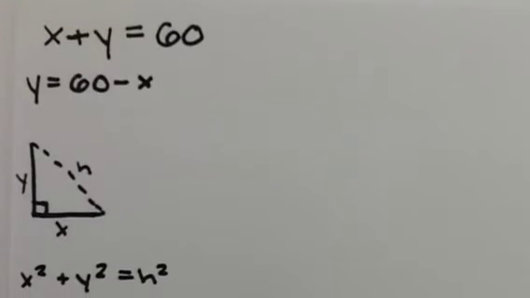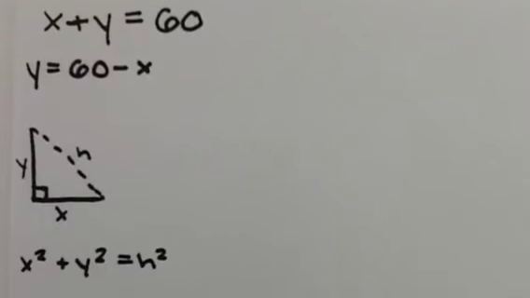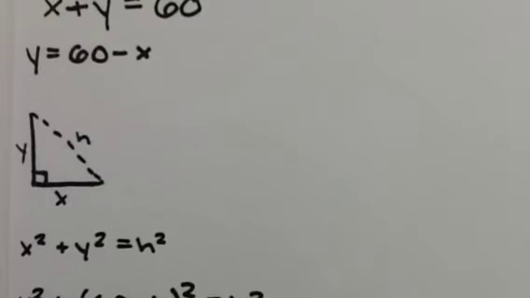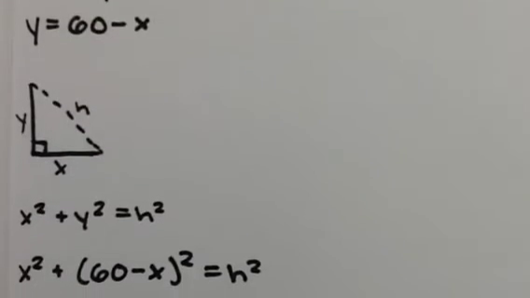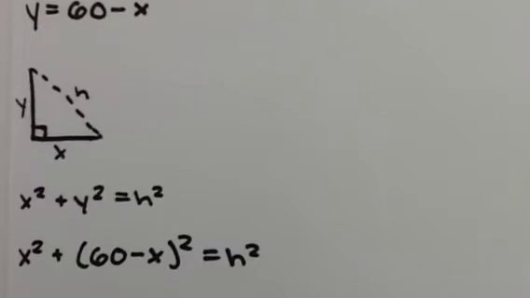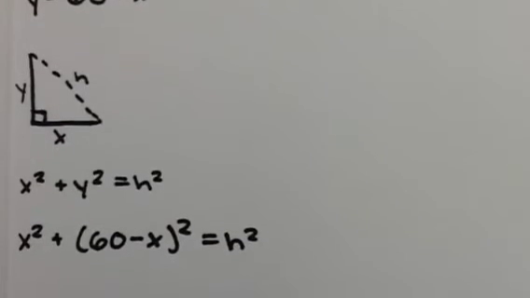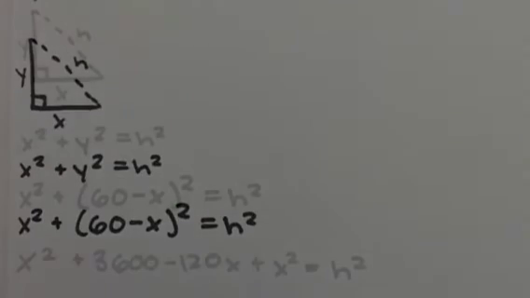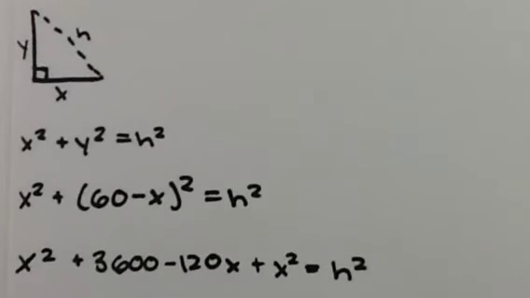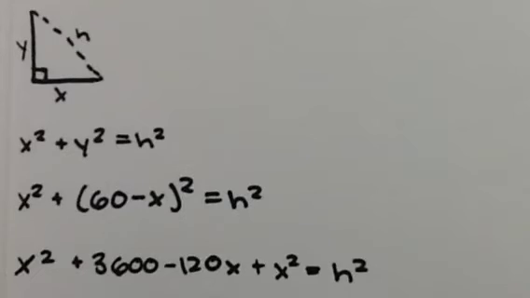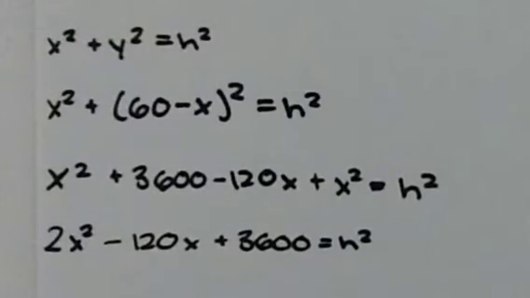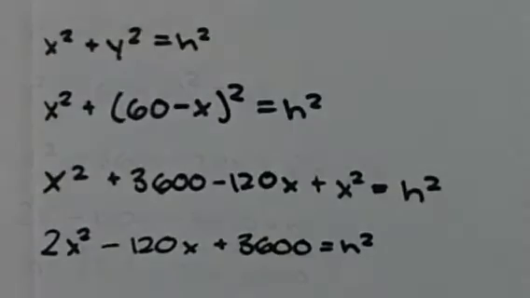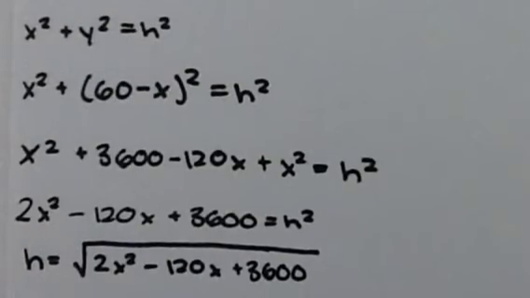Since this is a right angle triangle, we can use the Pythagorean theorem, and we're trying to minimize the hypotenuse. To do so, we must find the critical points, but first we must have the equation in terms of just x. Using what we had earlier, y equals 60 minus x, we can sub that in for y. After substituting y for 60 minus x, we can expand the equation and simplify it, which would make it easier to differentiate later. We can now collect like terms and solve for h.